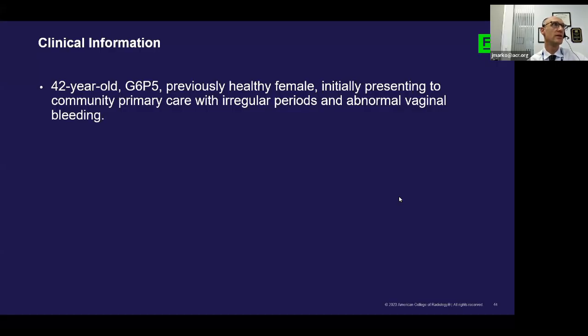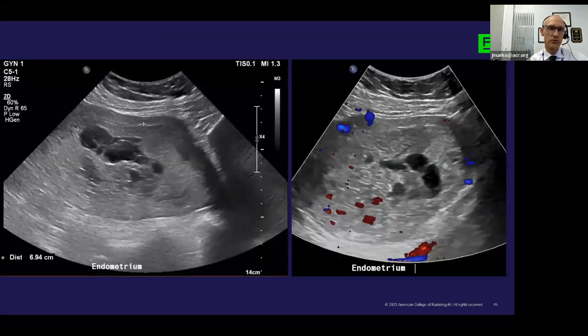The case is a 42-year-old woman. She was G6P5 and previously healthy. She presented to community primary care with irregular periods and abnormal vaginal bleeding. This prompted an ultrasound, and here you see two images from a transabdominal ultrasound, both grayscale and color Doppler.